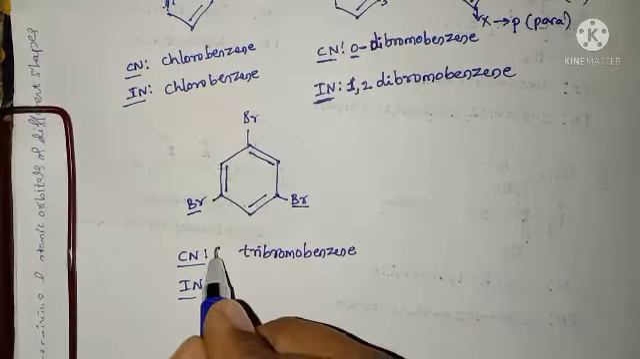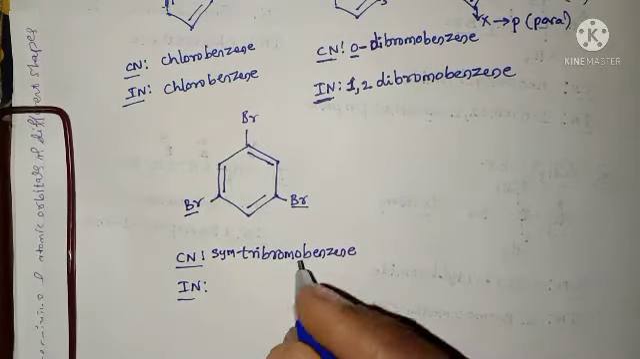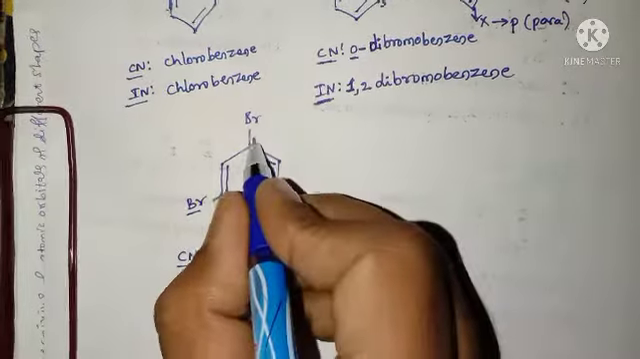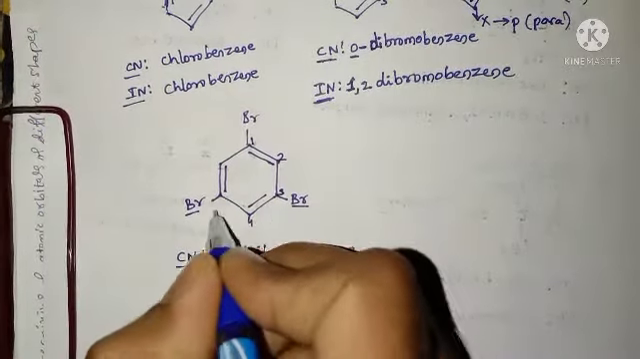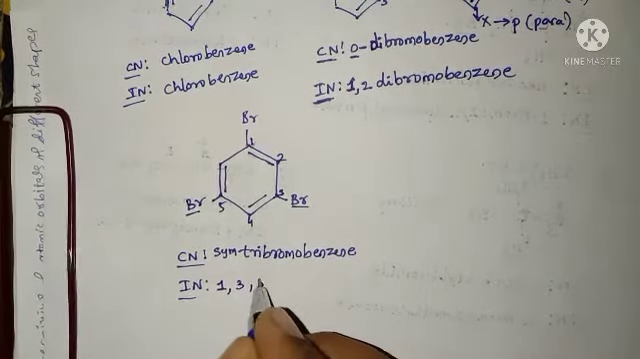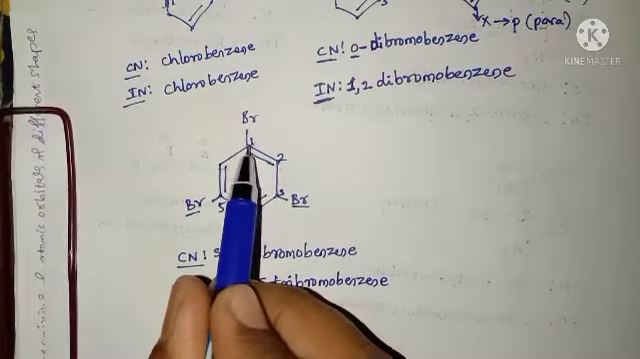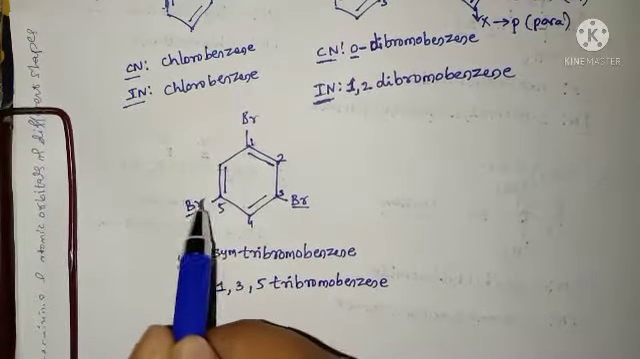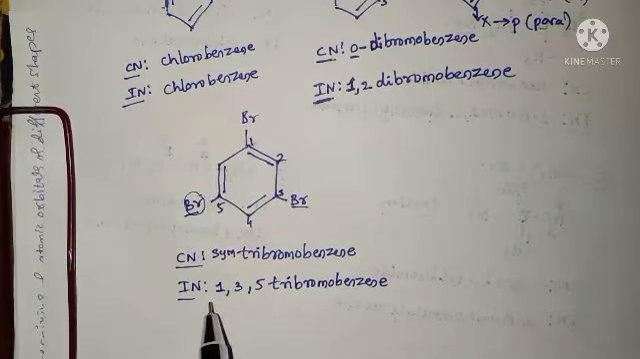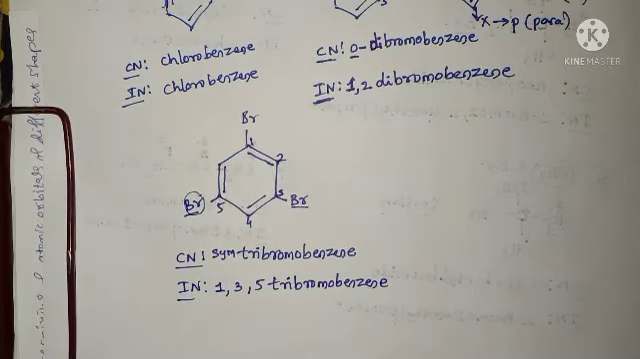Then we have to use the prefix sym. Sym-tribromobenzene is the common name of this compound. For the IUPAC name, the numbering is 1, 2, 3, 4 and 5. So the IUPAC name of this compound becomes 1,3,5-tribromobenzene, since the bromine atoms are attached at the first, third and fifth positions. This is the nomenclature of the haloalkanes and haloarenes.